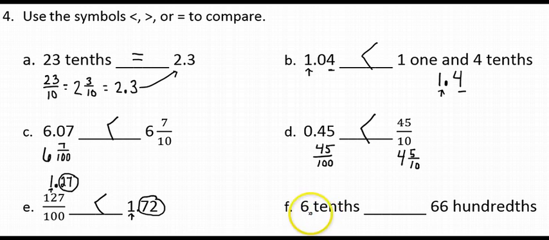And my last question is 6 tenths, and I can write that as a decimal, 6 tenths. We're comparing that to 66 hundredths. I would write that as a decimal this way. Well, neither one has a whole number. If we compare their tenths, they both have 6 tenths. The first number does not have any hundredths, while the second number has 6 hundredths, so that makes the second number larger. 6 tenths is less than 66 hundredths.